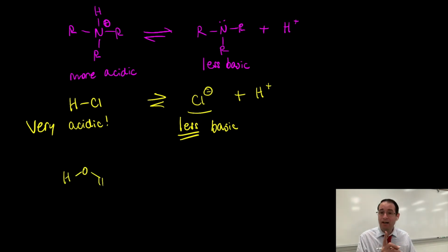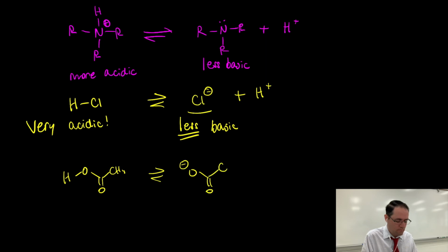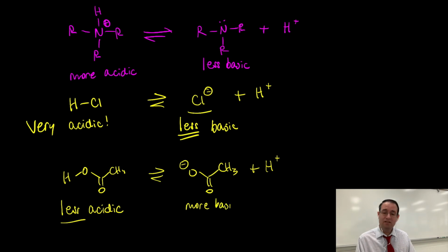Now let's discuss acetic acid. Acetic acid is a weak acid. It's less acidic, which means that the basic form is going to be more basic. So less on one side means more on the other.